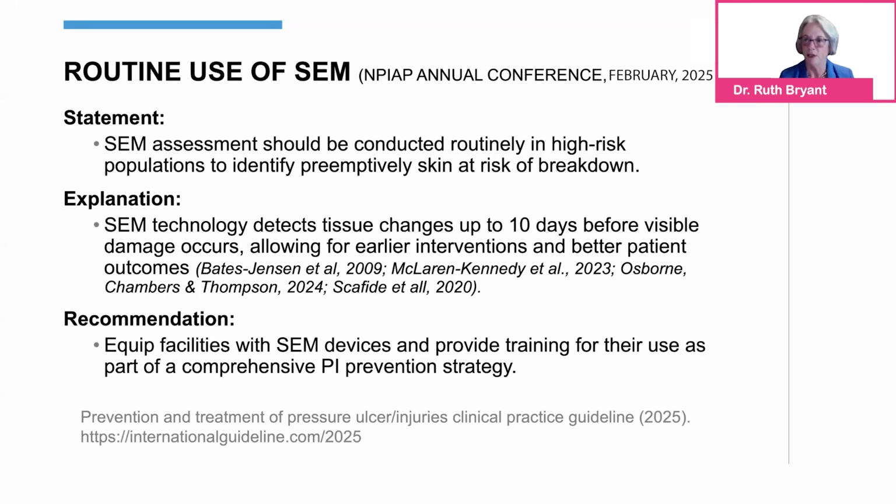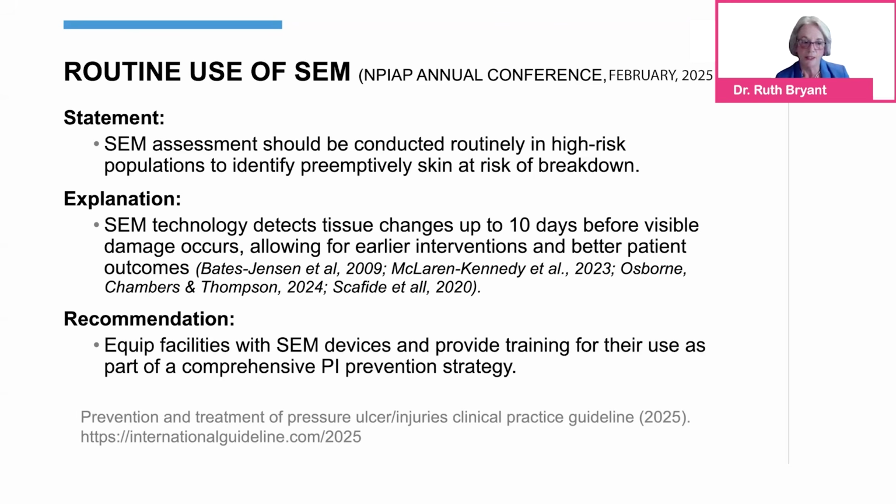And this is the recommendation that's coming out of the National Pressure Injury Advisory Panel that they announced at their annual conference in February of this year. That SEM assessment should be conducted routinely in high-risk populations to identify preemptively skin at risk of breakdown. And the explanation is that the SEM technology detects tissue changes up to 10 days before visible damage occurs, allowing for earlier interventions and better patient outcomes.